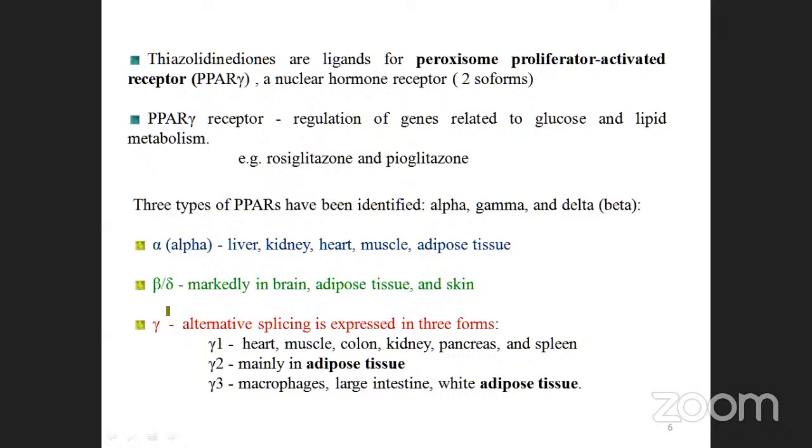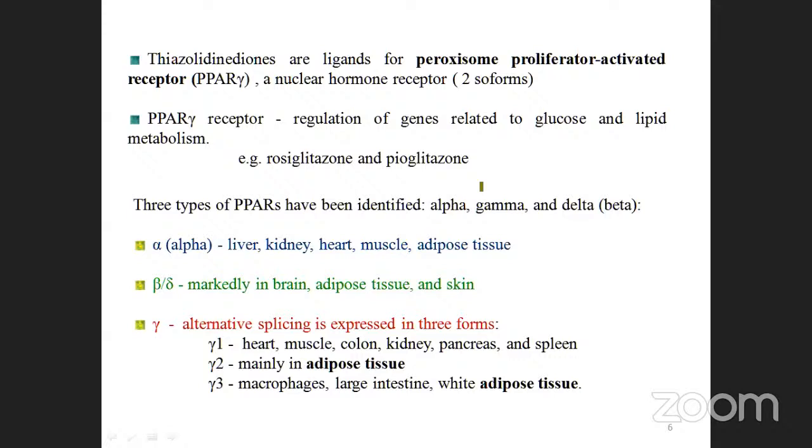Alpha PPAR is principally distributed in the liver, kidney, heart cells and adipose tissue. Beta is there everywhere, but physiologically its distribution in brain, adipose tissue and skin is really important for its physiological activities. Mostly they are present everywhere, but their actions are more prominent in these particular types of cells. The last category of PPAR is the gamma category. There I mentioned one thing: alternative splicing is expressed in three forms. Alternative splicing I had probably discussed with substance P or neurokinin, and with bradykinin.